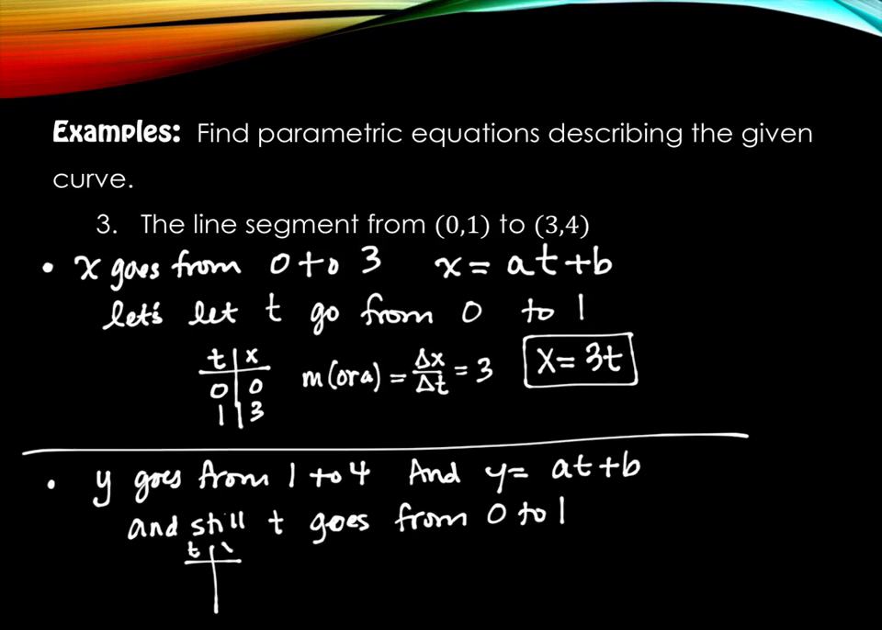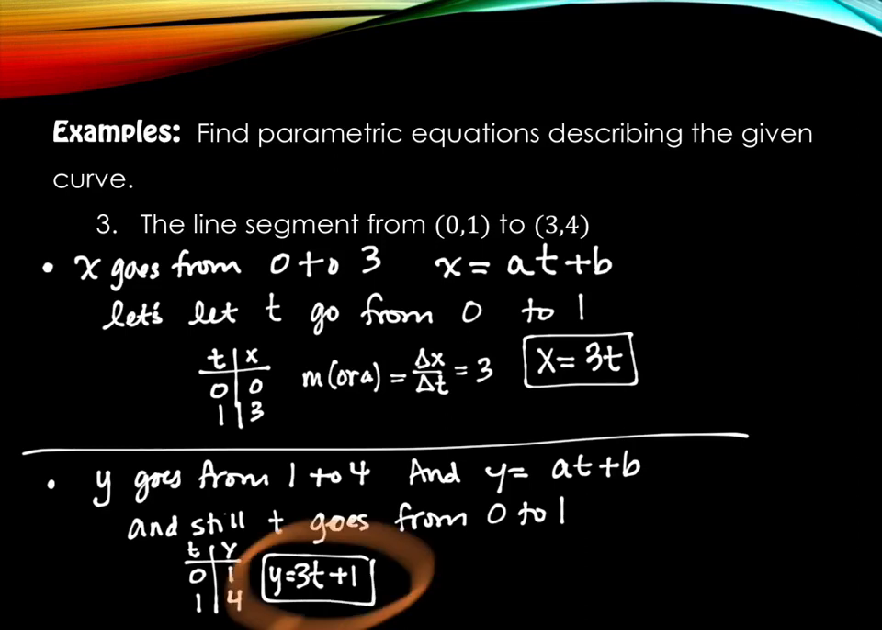So again, t and y now. When t is 0, y is 1. And when t is 1, y is 4. If you take a look again, we actually have the y-intercept. The y-intercept this time is 1. What's my slope? 3. Yeah, slope's 3 again. Now, the slope doesn't always become 3. That's just the way it was on this particular example. And those two together combine to form my parametric equations.